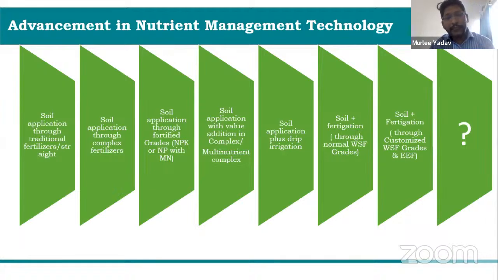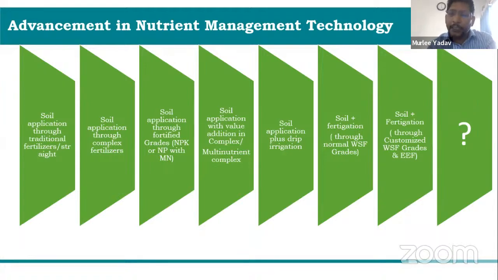So advancement is happening. Then drip irrigation started. I showed you the fertilizer through soil application, but if you are doing the irrigation through drip, I already told you how much efficiency is increasing due to drip irrigation alone. So drip irrigation started. Then after that, fertigation started. Water soluble fertilizer came into practice, especially in horticulture crops. And farmers started putting this water soluble fertilizer through drip, that is fertigation.